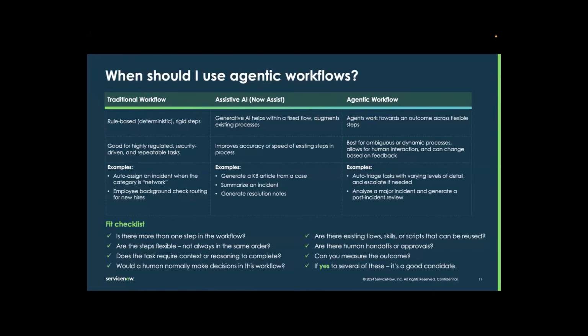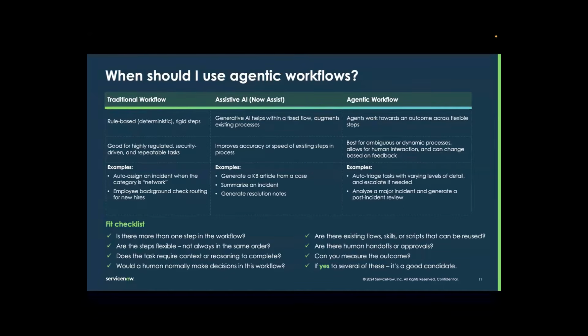Examples include auto-tracking a task with varying levels of detail and escalation if needed, or analyzing a major incident and generating a post-incident review. Some of these are examples, but you have the ability to use out-of-the-box agentic workflows that we are releasing from our platform and also from the BU. And you also have the ability to build your own custom agentic workflows.